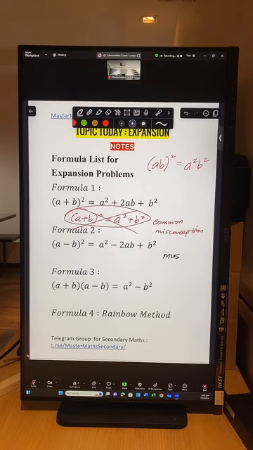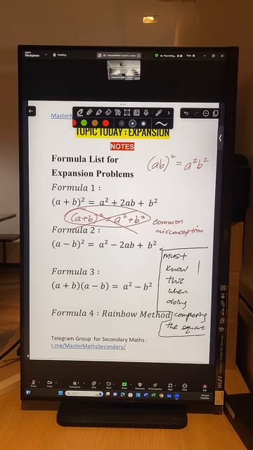I will write it down here: must know this when doing completing the square. This is very, very important. Formula 2 and formula 1. When I teach completing the square, I always tell my students you must first memorize formula 1 and formula 2 of the expansion formulas.